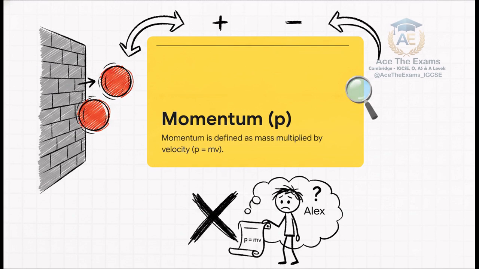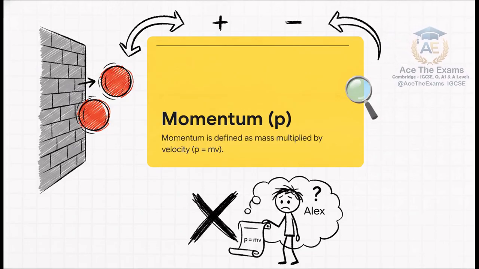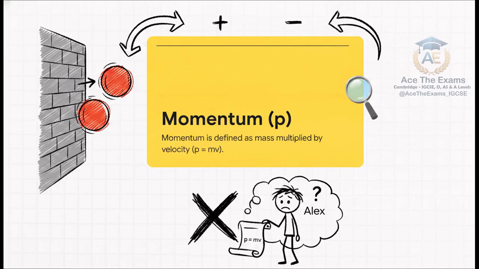Imagine a 2-kilogram tennis ball flying and hitting a wall at 5 meters per second, and then bouncing straight back at 3 meters per second. The velocity has changed from a positive 5 to a negative 3. The mass stays the same, but the momentum completely reverses direction.